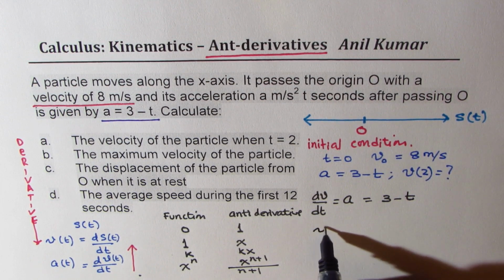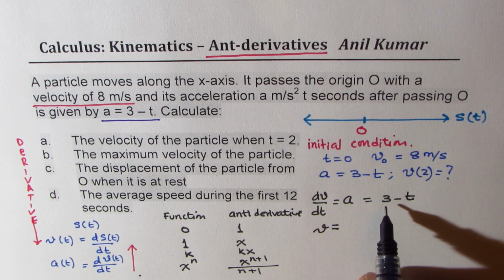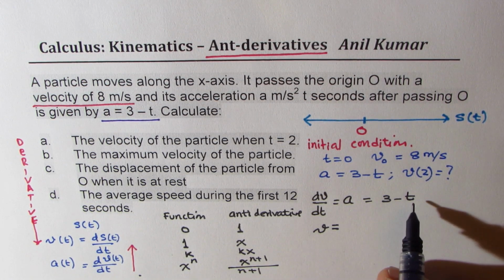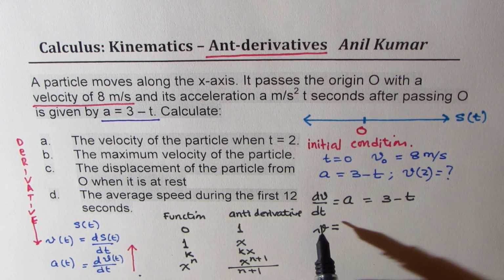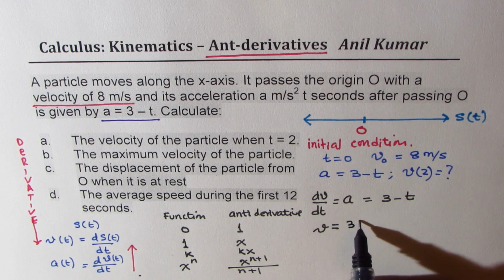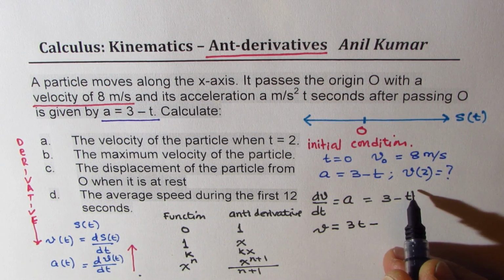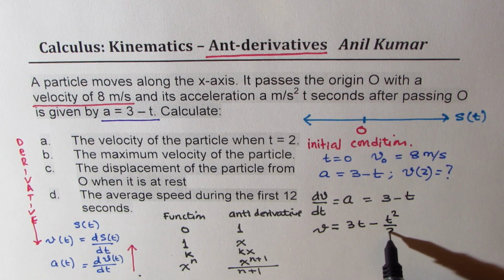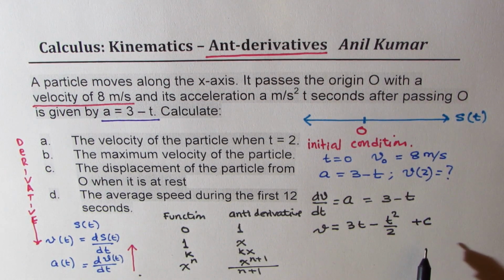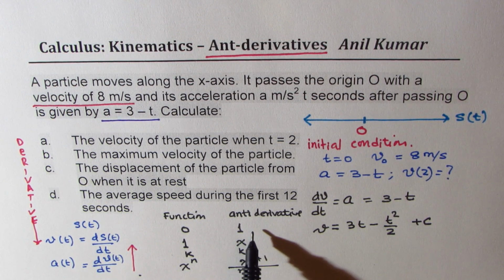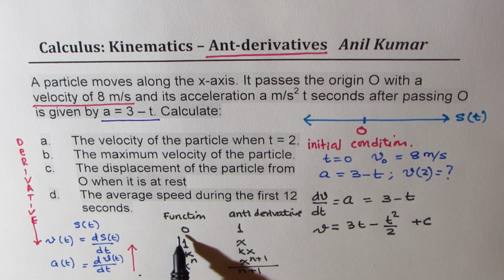So from here, velocity should be equal to the antiderivative of 3, which is a constant, so it will be 3t, since we are working with time as the independent variable. Then minus t, with power 1, so we could write this as t squared over 2. Now we add a constant c here. This constant c is very important because, as we have seen, for any constant the derivative will be 0, right?